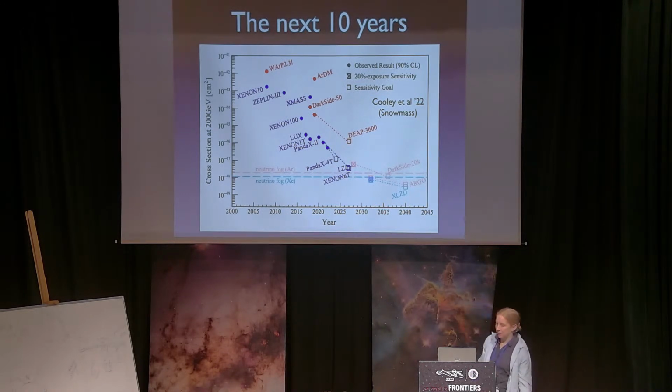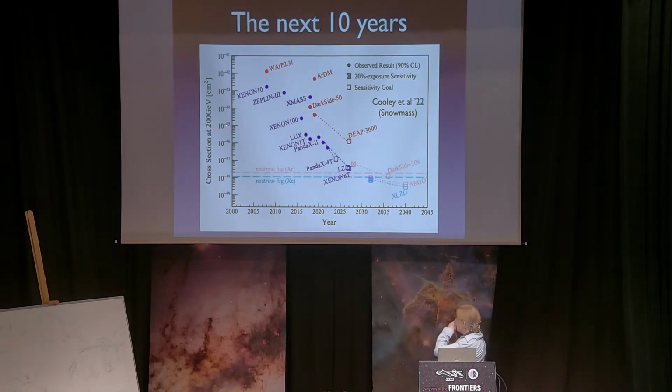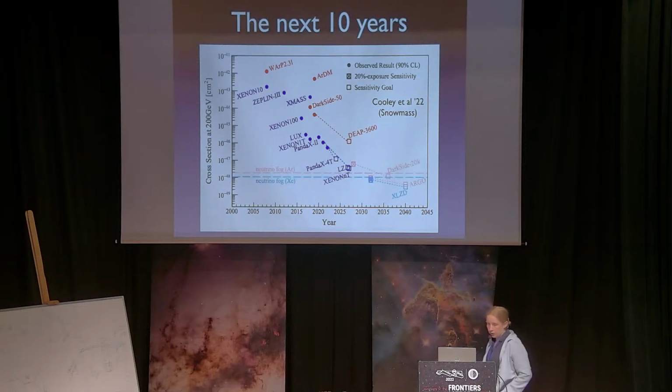This is what our expected sensitivity looks like to the cross-section at 200 GeV over a time scale of the next 10 years. Sorry, there is an important gray band on this which is visible on the screen but not visible on the projector. The gray band is basically just mapping out where we're going.